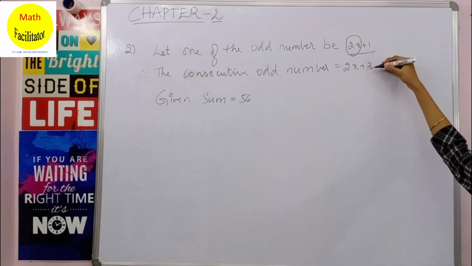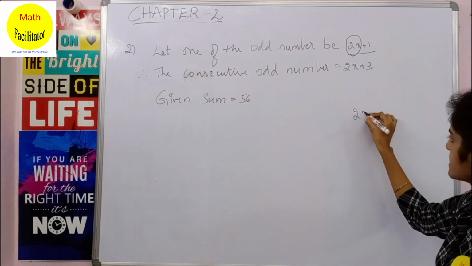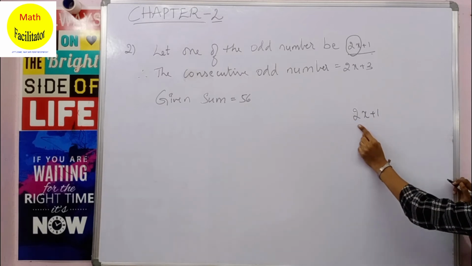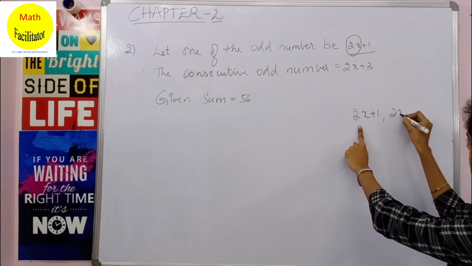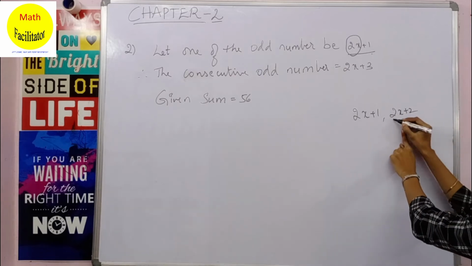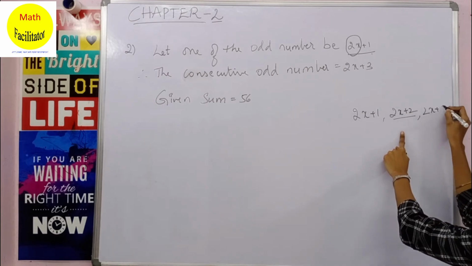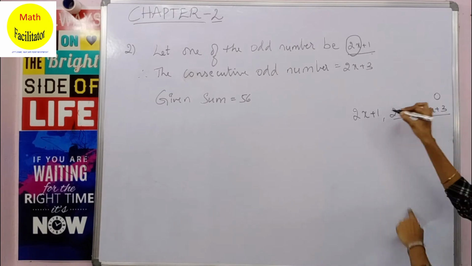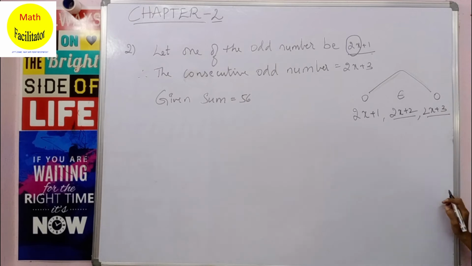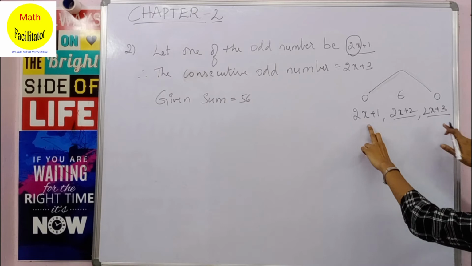Now why did I take 2x plus 3 as the next consecutive odd number? Because 2x plus 1 is an odd number. 2x is even. If you are adding 1 to 2x, it is odd. Now the next number is 2x plus 2, after 1 you will add 2. Now 2x plus 2 is nothing but an even number. So the next number is 2x plus 3. Now this is odd, and the previous one is even. Now you can see that the two consecutive odds, that means the neighboring odd numbers, are 2x plus 1 and 2x plus 3.